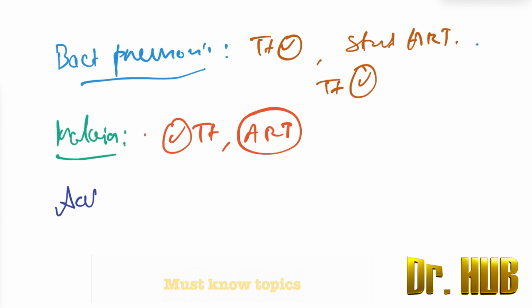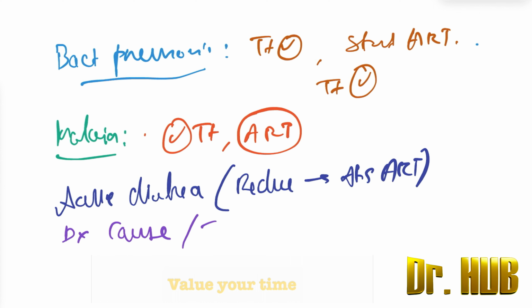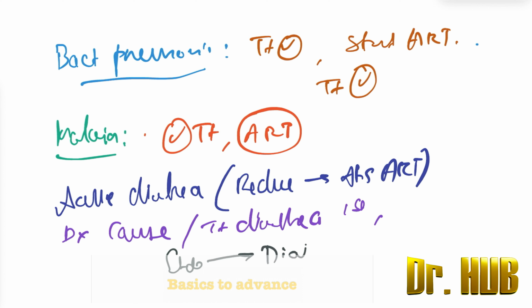Then we look at acute diarrhea, which may reduce absorption of ART. So here what we need to know is that first you diagnose the cause and treat the diarrhea, and then you start the ART when the diarrhea is stabilized.